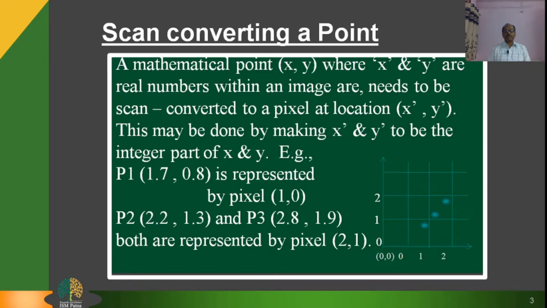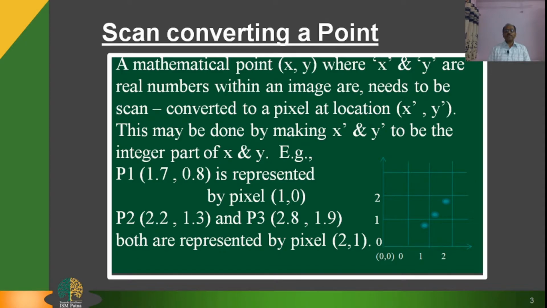All points which satisfy x' less than or equal to x less than x' plus 1, likewise y' less than or equal to y less than y' plus 1, are mapped to pixel (x, y). For example, we may take 1.7 and 0.8, which will be represented as 1 and 0.